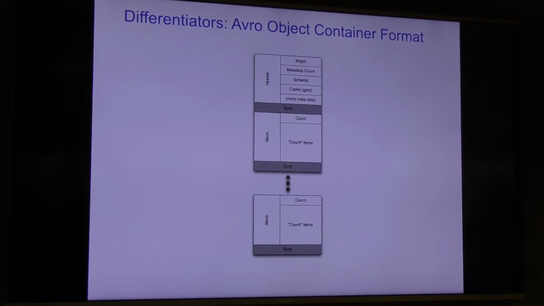So here's the Avro container format. If you look at it, at the top of it is, like I said, a little bit like a magic number. There's some metadata count, the schema, the codec, right? I mentioned you can use deflate, gzip, snappy, and then there's some additional metadata. And then there's a sync block, basically saying it's the end of the header, followed by any number of blocks of the actual data. And at the top of each block is the count, and then inside of that is the number of records that are written in each.